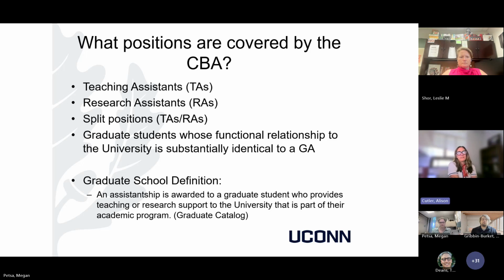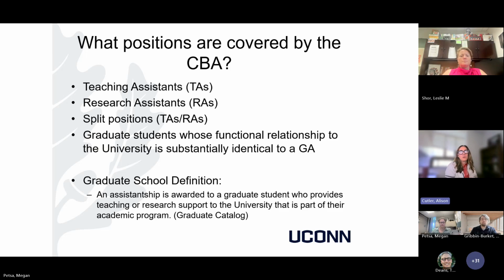Just talked a little bit about that. TAs, RAs, TAs and RAs. The contract also says in its recognition clause that graduate students who are also employed, who have substantially the same functional relationship to the university as a GA, are also GAs. So if you're hiring a graduate student, not as a GA, but they are functionally doing the same work that a TA or an RA does, they still fall under the contract. You might not hire them as a GA, but they still fall under the contract and it could be grieved. And then you would have to pay them as a GA and they would have to get all those same benefits.